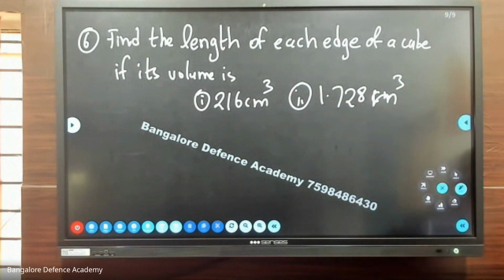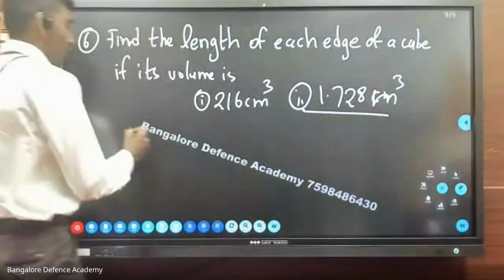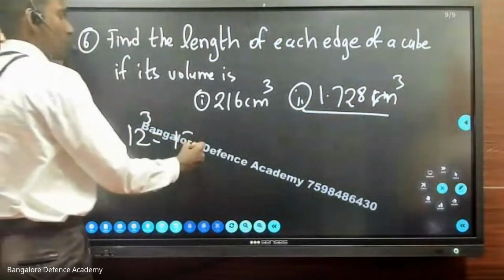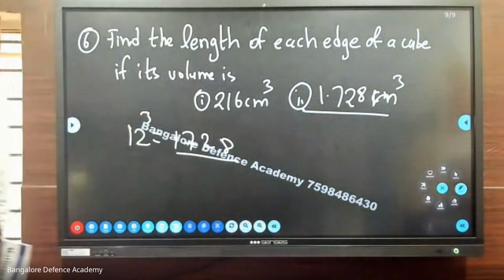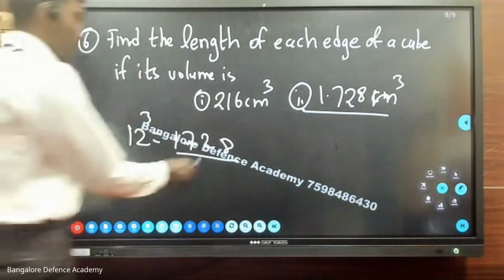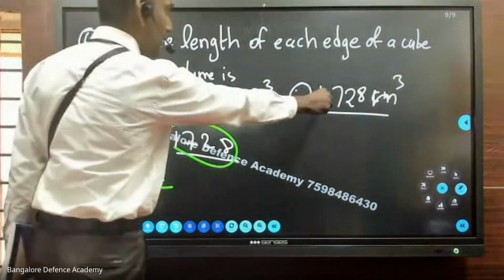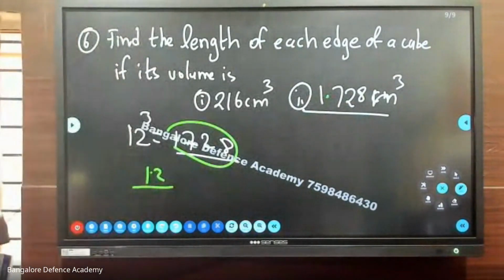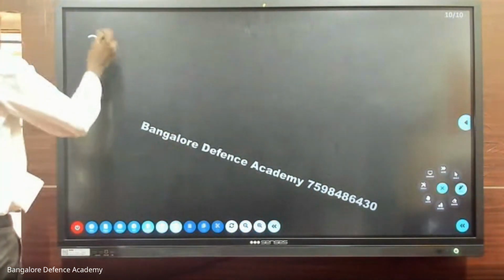Good, very good. See how she saves the time. She knows 12 cube is how much? 1728. I think till 15 you have added the cubes, right? She knows it. That means the answer will be 12. But here there is a point, so I have put a point here. Finished. Problem over. No need to solve it. Okay, fine. Shall we move forward now? You can find the length of each side. Next, question number 7.